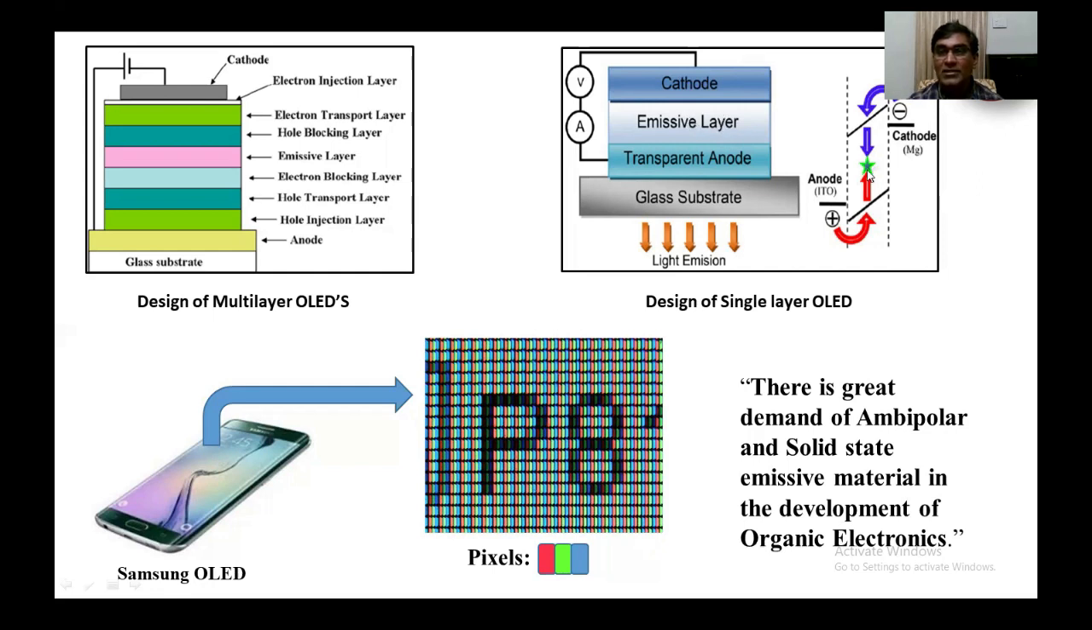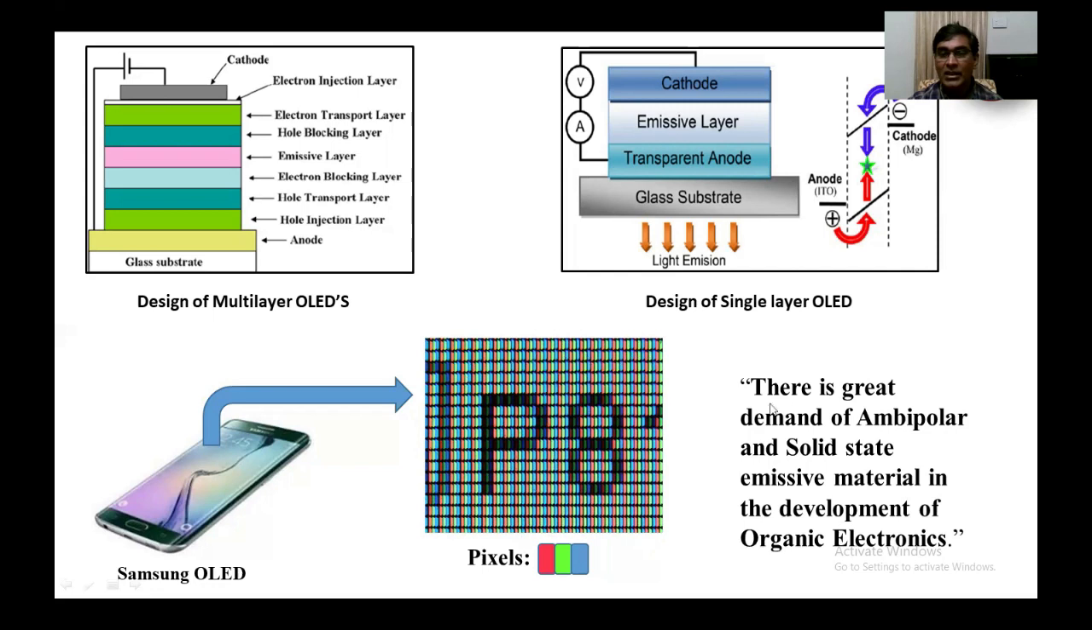So you can see the Samsung OLED, organic light emitting device, screen, where these are the pixels, a number of pixels of blue, green, and red. And there is a great demand for ambipolar and solid state emissive materials in the development of organic electronics.